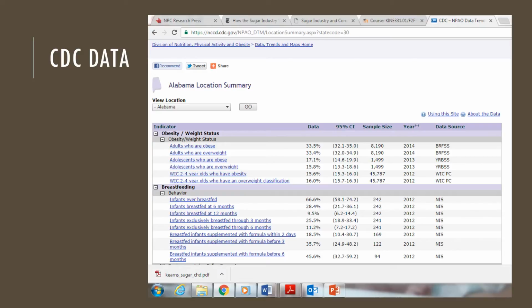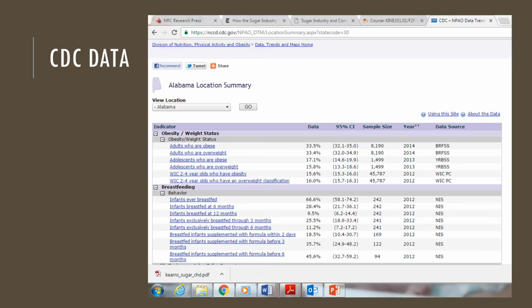And so you can see that 33.5% of Alabama adults are considered to be obese. 33.4% are overweight, so that means 1/3 are obese, 1/3 are overweight, so that means that only 1/3 of Alabamans are normal weight. And that data comes from the BRFSS, which you have learned about in this class. That's the phone call surveillance system.